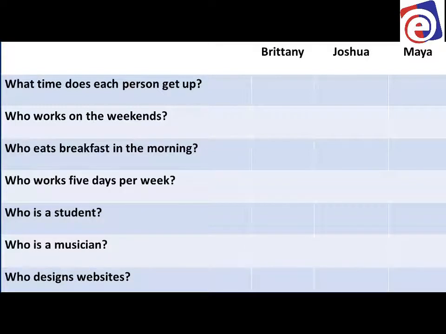Okay, look at this chart. And so I made this chart for you. And so you might want to take a picture of it right now, or you might want to pause the video and write this chart. It's easy for you. What time does each person get up? Brittany, Joshua, Maya. And you can write what time Brittany wakes up, what time Joshua, what time Maya gets up.